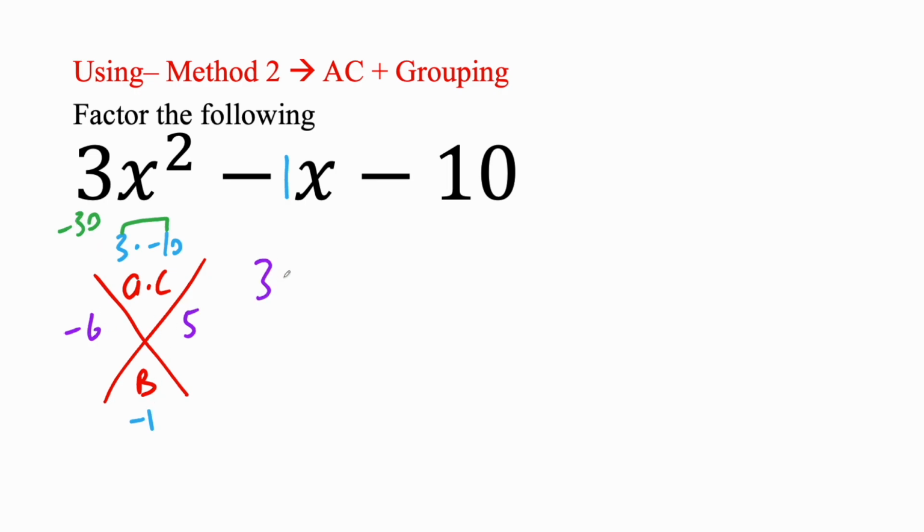And so our next step is to rewrite. So we have 3x squared. We'll say plus parentheses. Instead of saying negative 1x, I'm going to say negative 6x plus 5x. They're equivalent. Close parentheses. Keep this piece the same, negative 10.